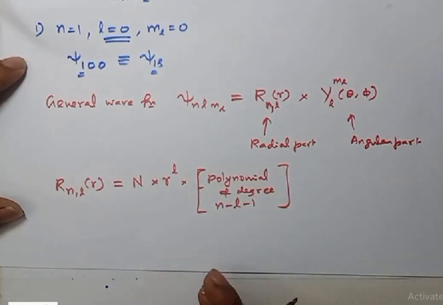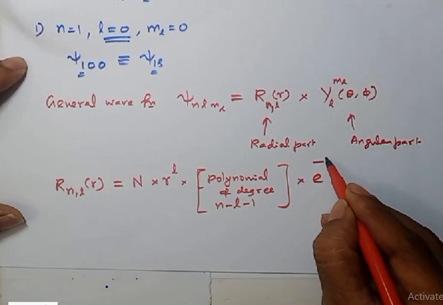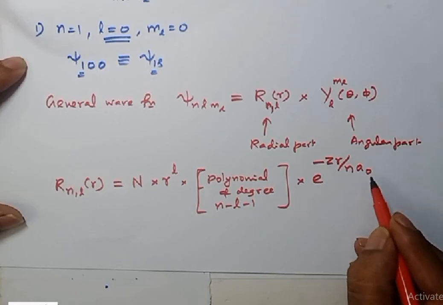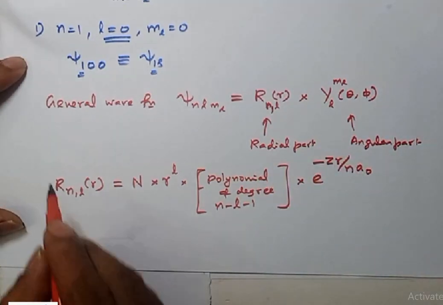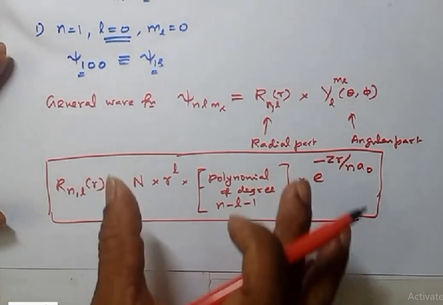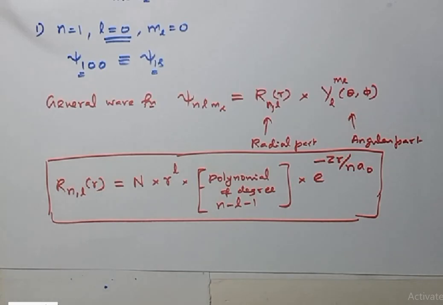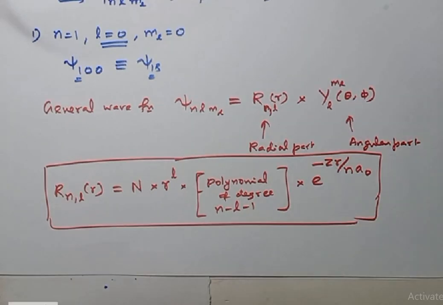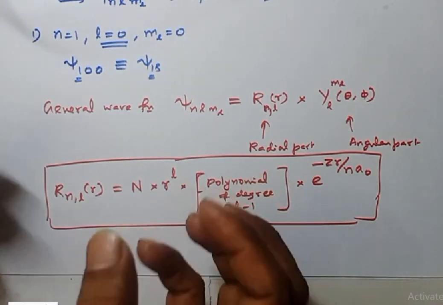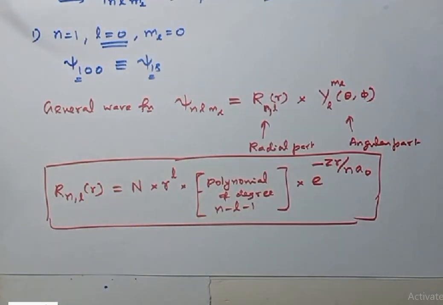I'll tell you what these things are about. Then we'll have an exponential part, e to the power minus Zr by n a0, where a0 is nothing but the Bohr radius in the case of the hydrogen atom. This is the radial part of the wave function, note down. This is a general way of writing the radial part. First let me focus on the radial part, and once we get some idea about it, then we'll discuss the angular part.